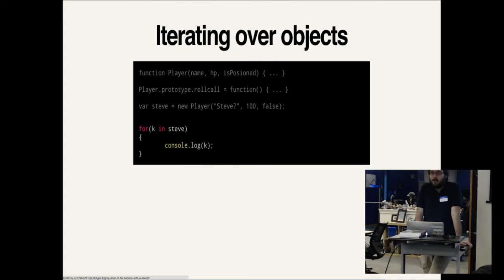So the final thing here is what happens when you iterate over an object in JavaScript. We have everything we've already seen before, and now we're going to iterate over Steve, and trace out all the properties that exist on the Steve object. We're going to get name, hit points, is poisoned. Those are all up here. We passed it in. But then we're also going to get roll call, which is that function that we have on its constructor's prototype object.